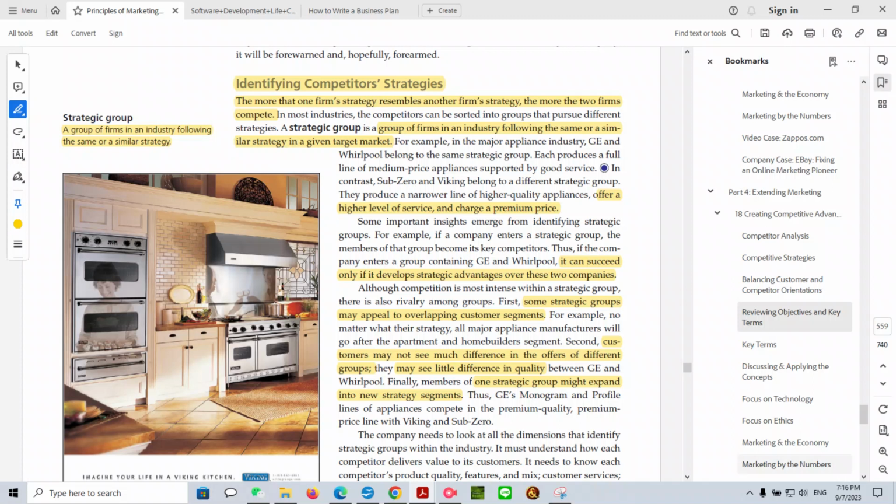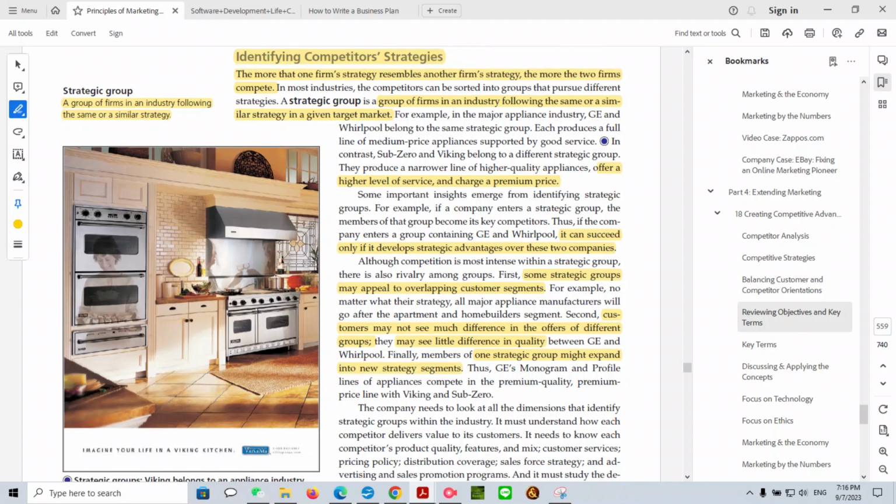GE's Monogram and Profile lines of appliances compete with the premium line of Viking and Sub-Zero. So GE may service the low end at first, and then they decide to have high end, or medium end, and now they serve low end and high end. So maybe in the beginning they weren't competitors, but because they wanted to expand their market, now they compete. They're in the same segment, offering a similar value proposition. Okay? And it means that competitors are in the same strategic group.